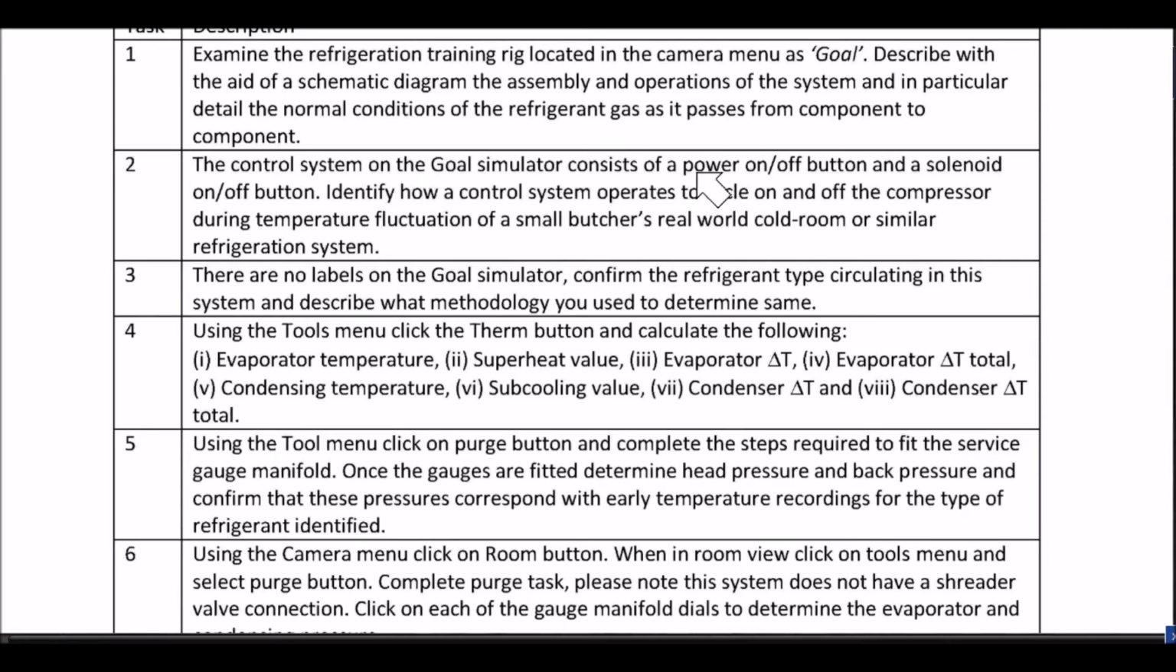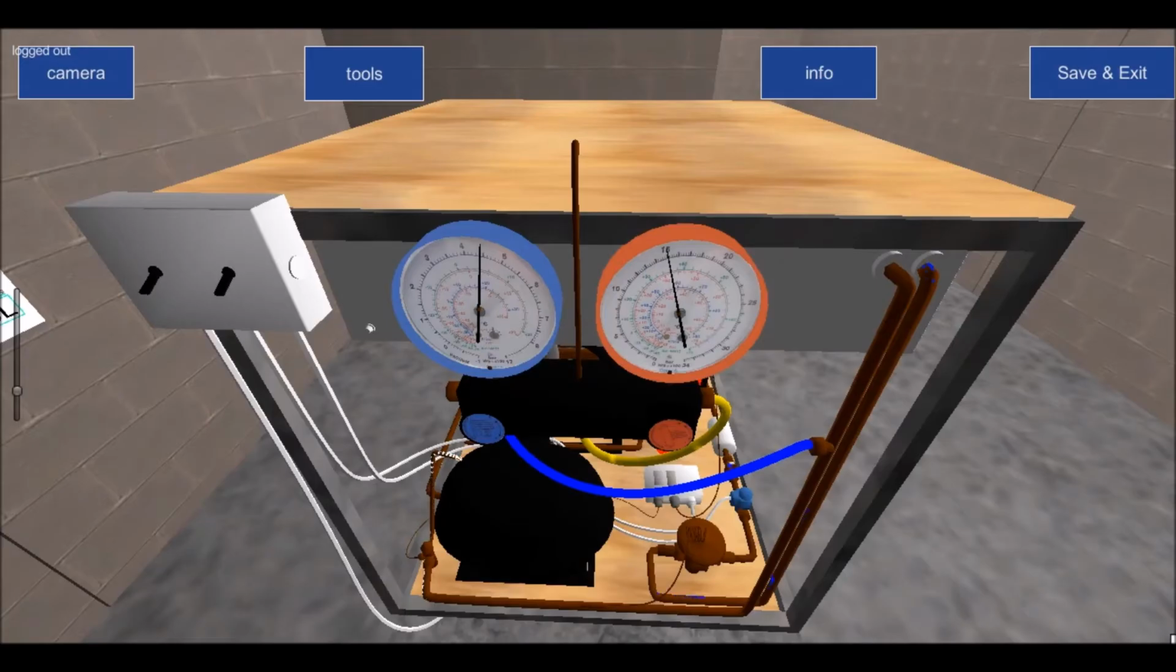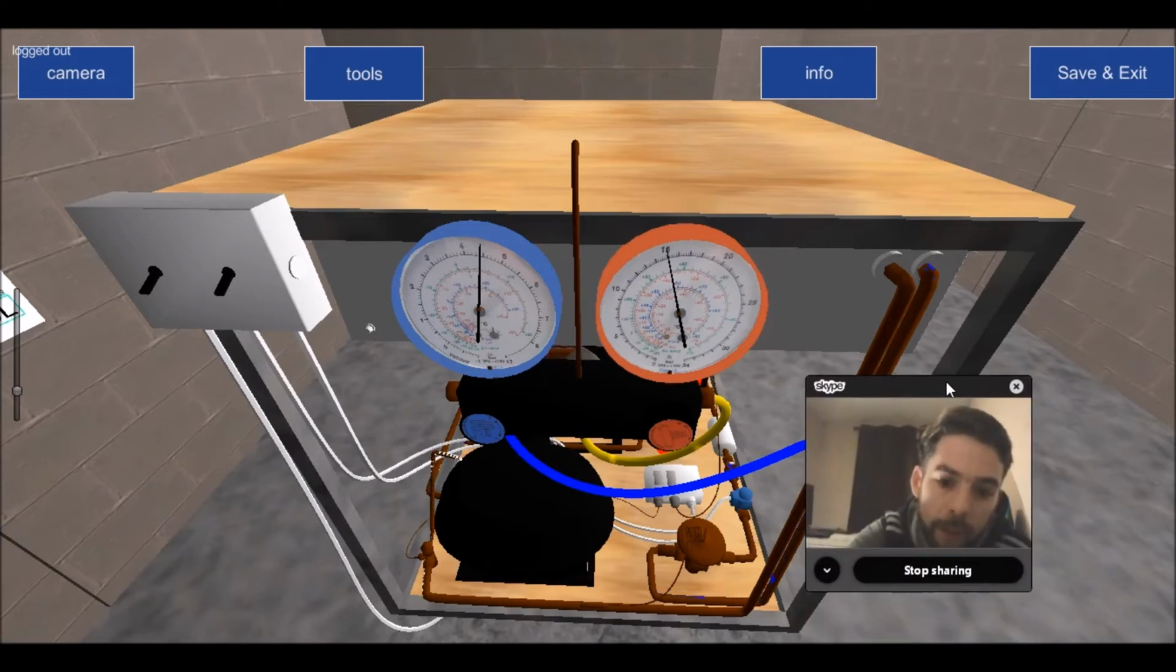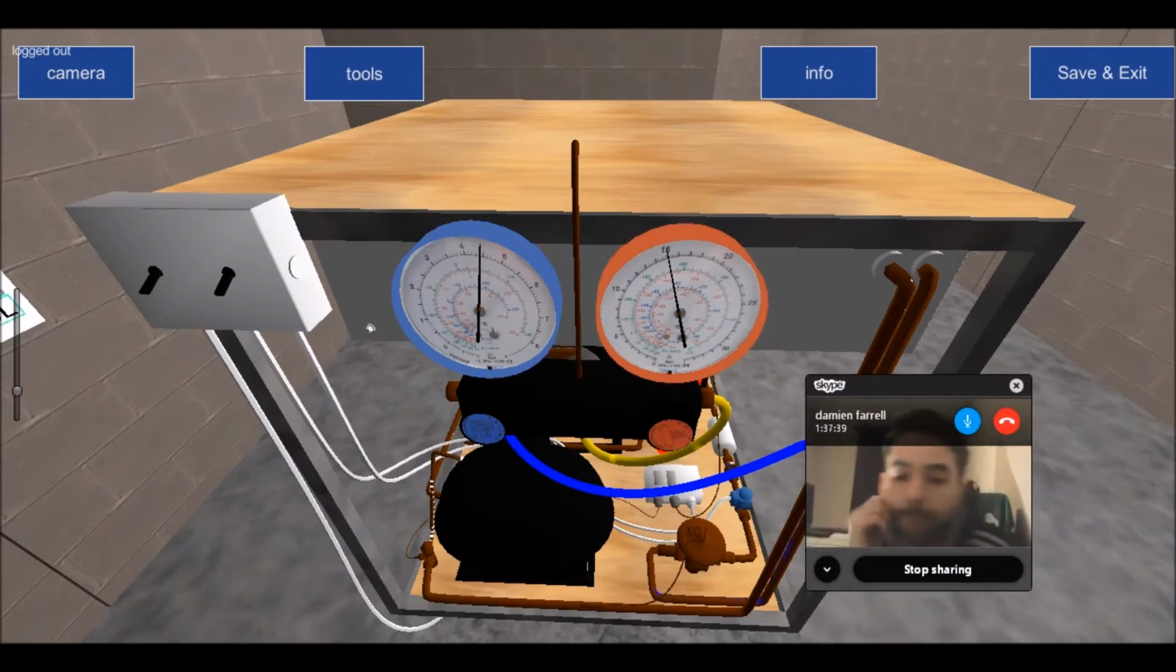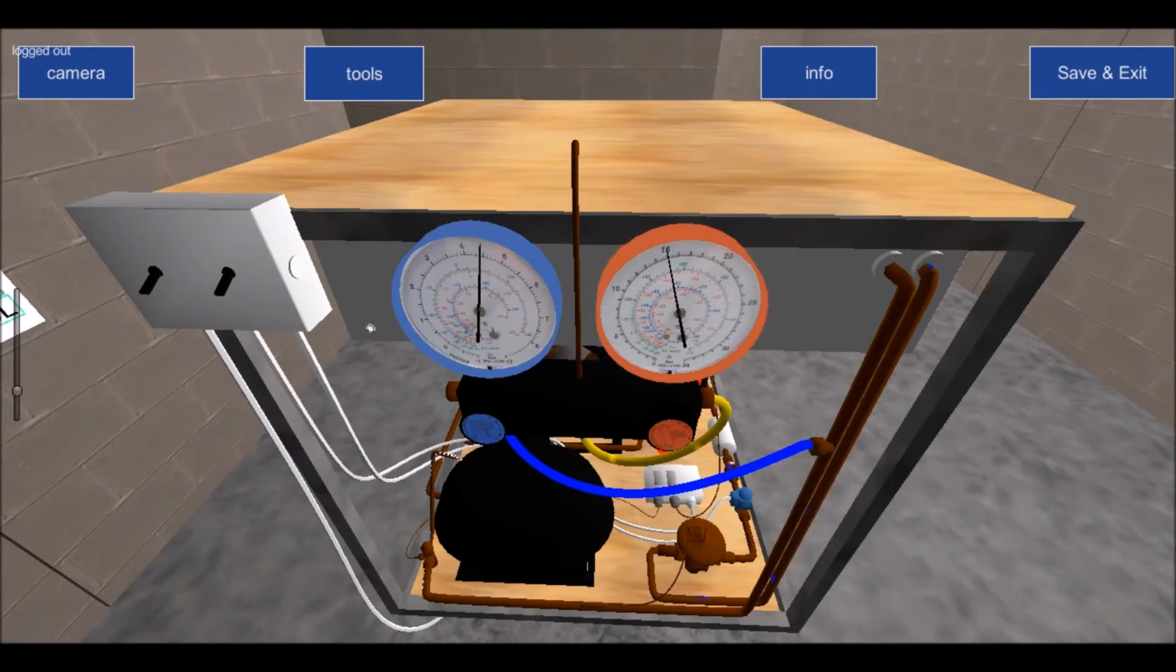Regardless of whether you have a high or a low head pressure, pressure temperature is always related. So to help answer your question, I hope you're still there. Are you still there? Was it Damien? Yeah, you're there. Okay, Damien.